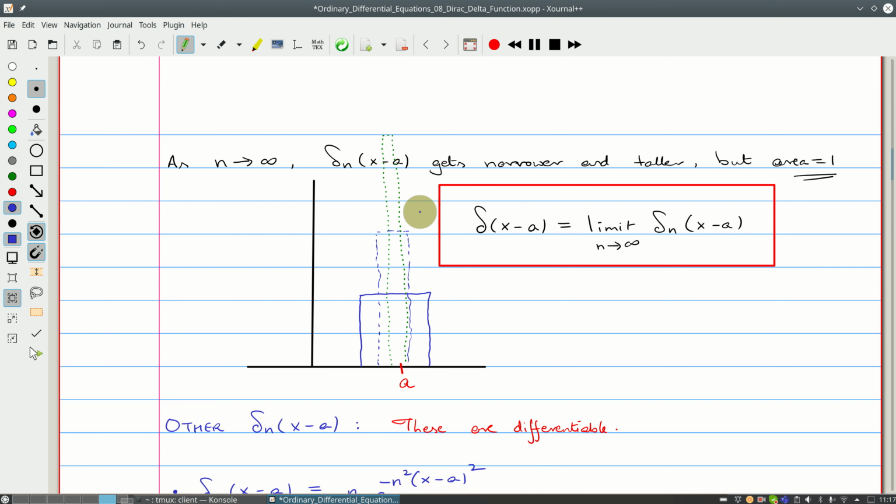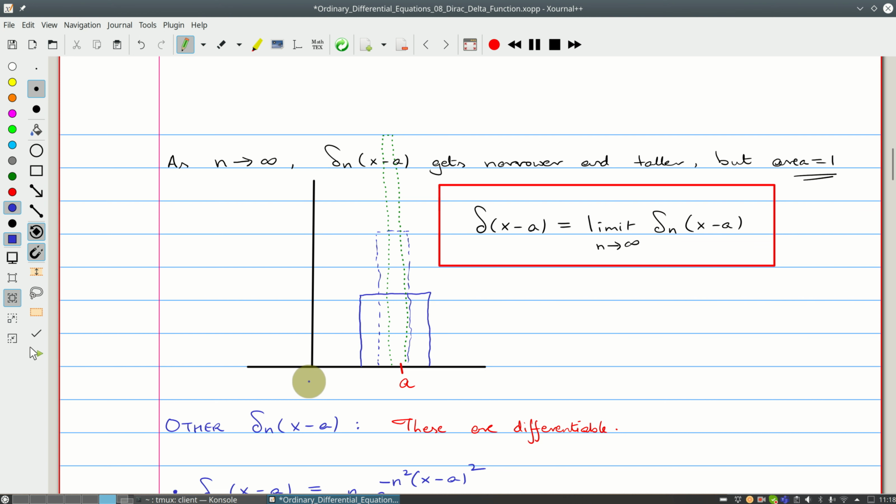So here's what's going to happen. As n gets larger, this flat squattish thing will become narrower and taller, even narrower and taller, such that its area always remains 1. And in the limit n goes to infinity, it's concentrated only at a. It's 0 everywhere else, but its area is still 1. So in that limit n goes to infinity, this well-behaved function delta n of x minus a becomes our notorious Dirac delta.